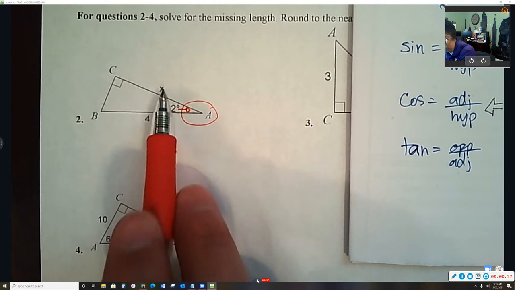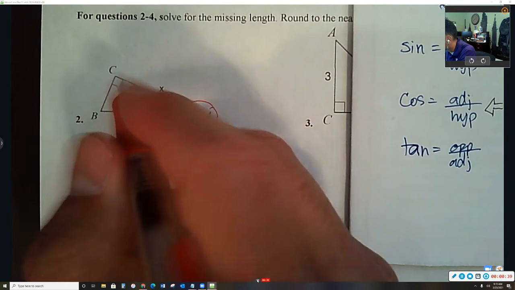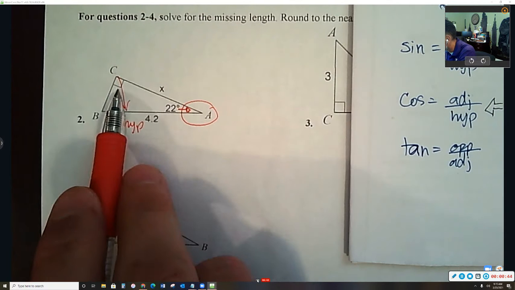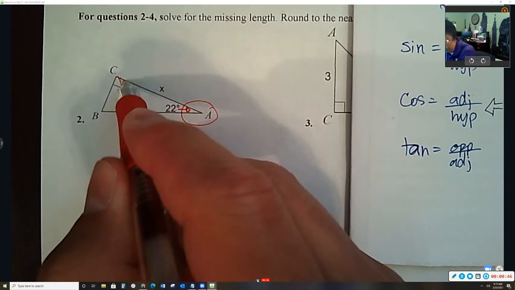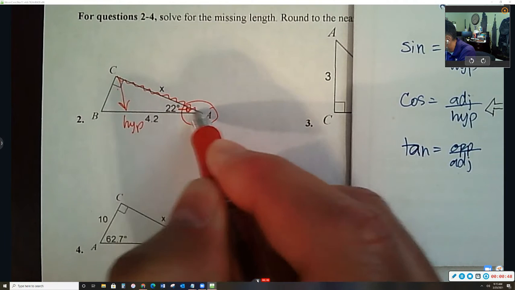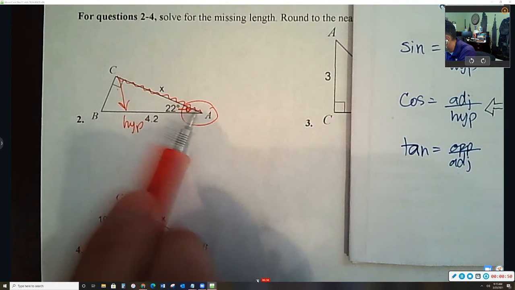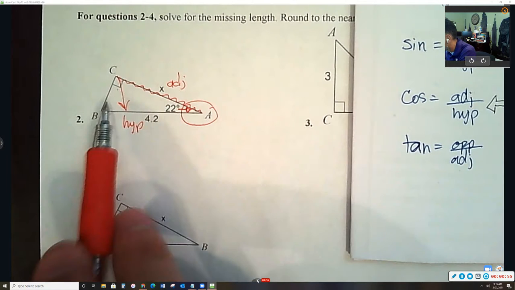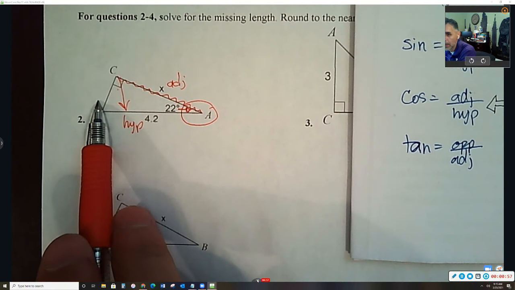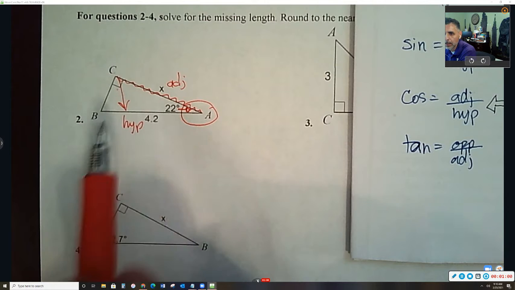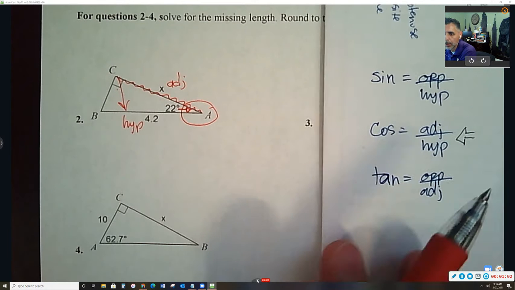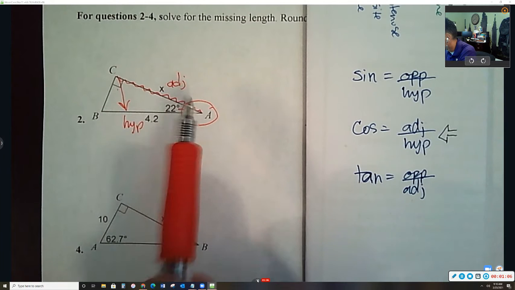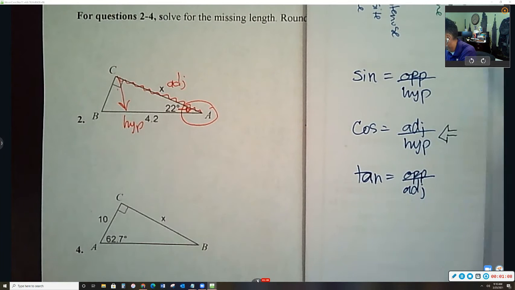And then I'm going to label the two sides that I have information about. This side down here is the hypotenuse because it's across the 90-degree angle. And this side, I know this side is the adjacent side because it's next to angle A. It actually runs into angle A, so it's next to angle A. And then this other one's the opposite side. I don't need to write down opposite because I don't have information about the opposite side, so I'm going to just leave that blank.